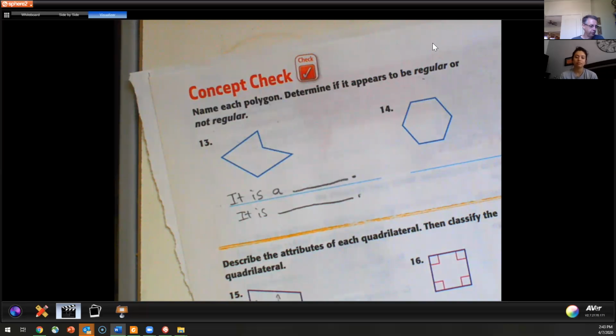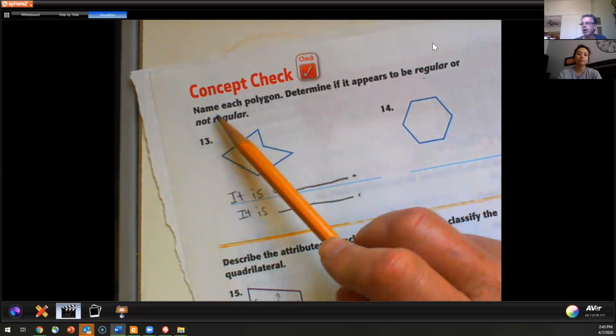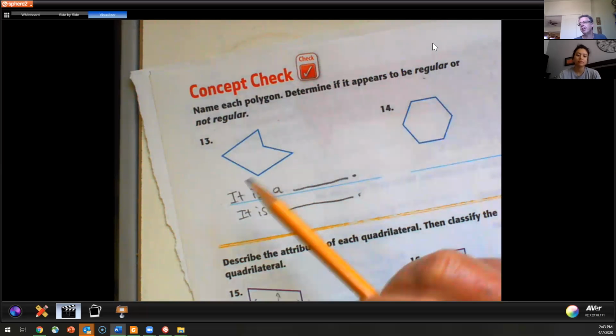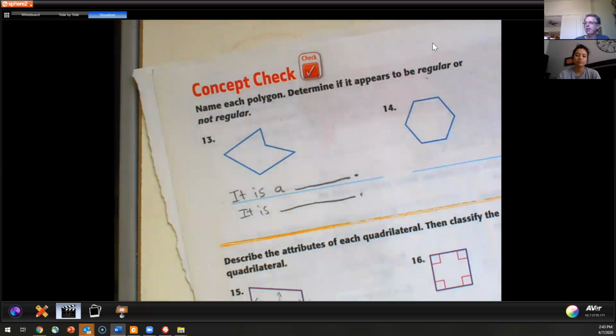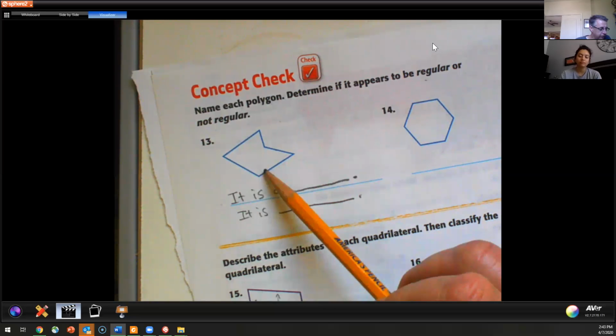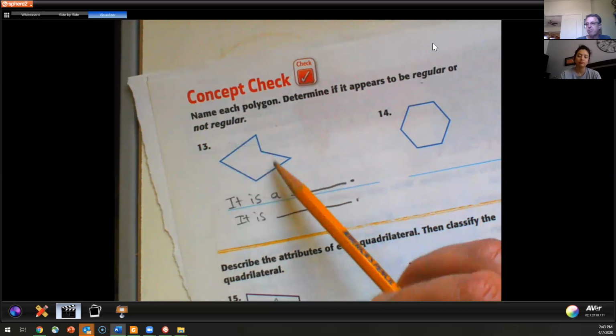So I'm going to start first of all with these words. Name each polygon. Determine if it appears to be regular or not regular. Now, when it says regular or not regular, regular means the sides are all the same, and not regular means they're not all the same. I'd like you to write your answer sentences this way. Take a look at the shape and tell me what kind of polygon it is. It is a, make sure you count the number of sides. That'll tell you the type of polygon.